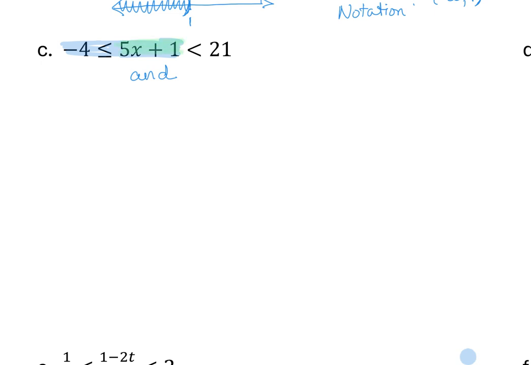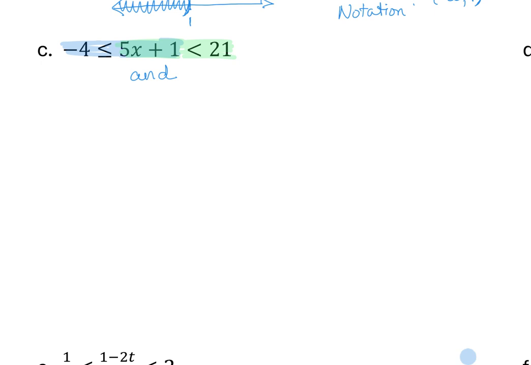(5x plus 1) is less than 21. And so instead of separating this into two inequality statements, we can write it as a three-part inequality. We're going to go ahead and solve this, and basically it's going to be very similar to how we solve any equation or any inequality.